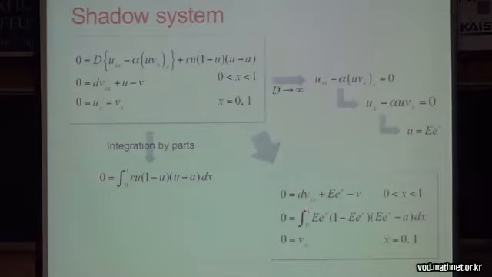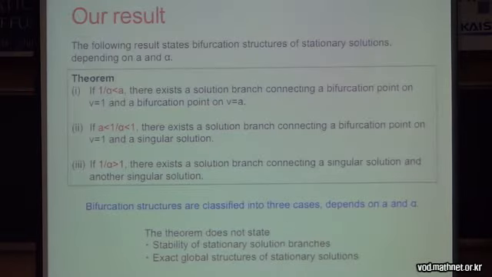0 is equal to equation for v and some integral constant, integral condition and normal boundary condition. By using this system is rather simple. So we can treat this system analytically. So by using this system, we can obtain the following result.